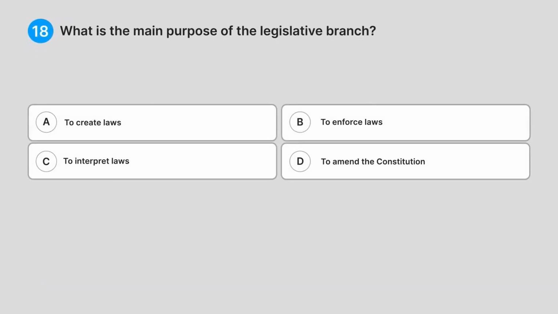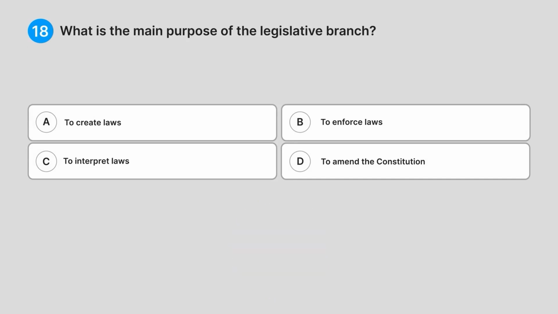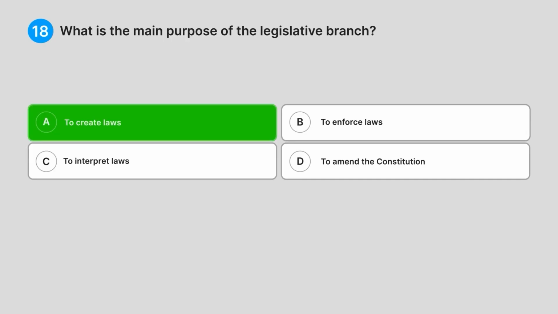18. What is the main purpose of the legislative branch? A. To create laws. B. To enforce laws. C. To interpret laws. D. To amend the Constitution. What do you think is the answer? Correct answer, A. To create laws.